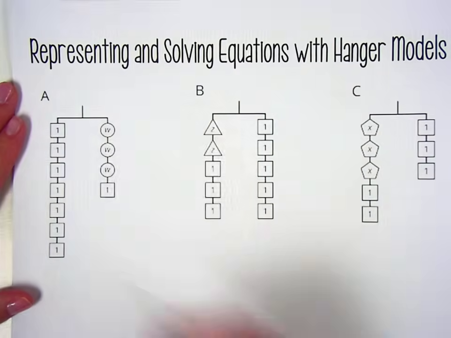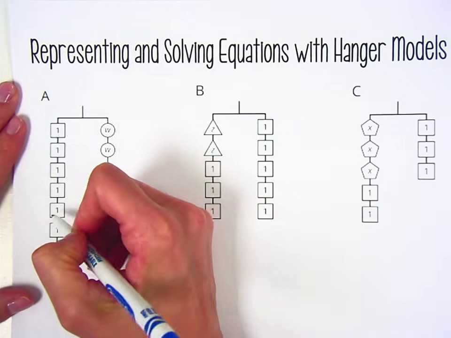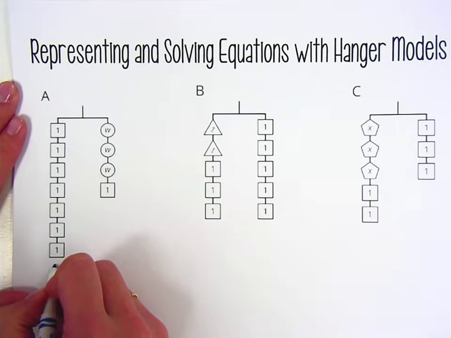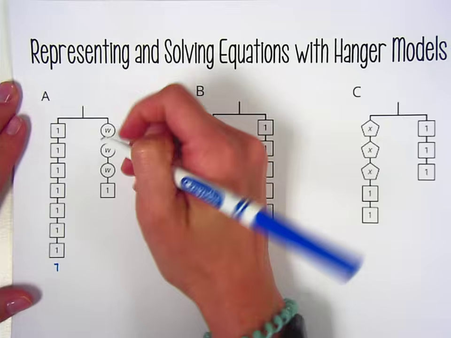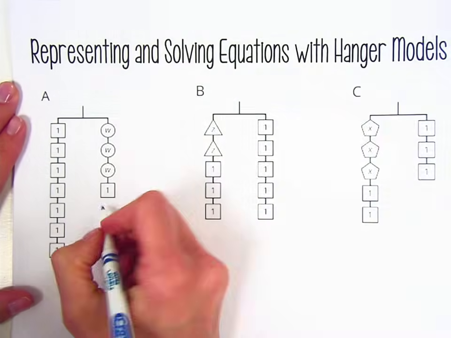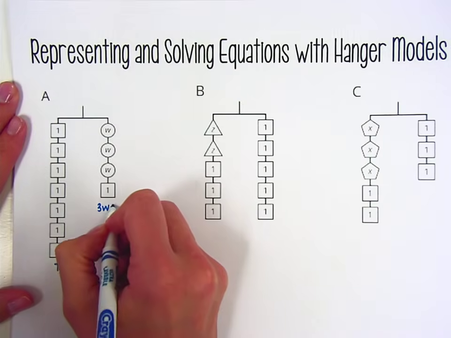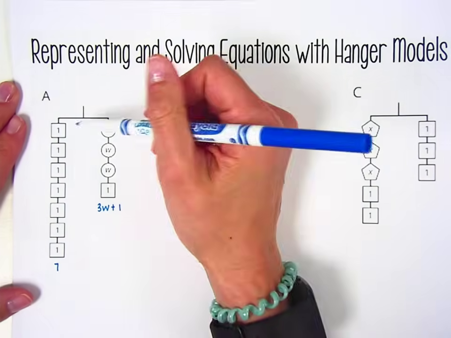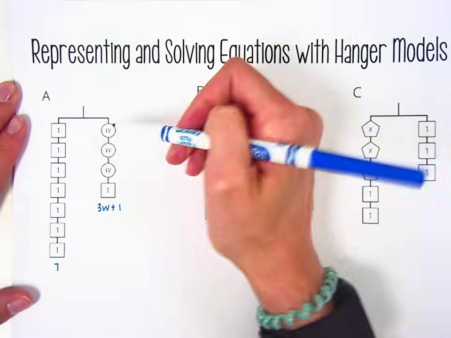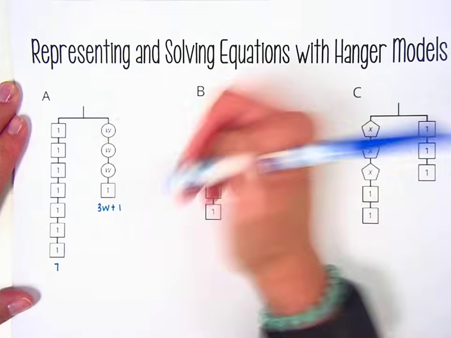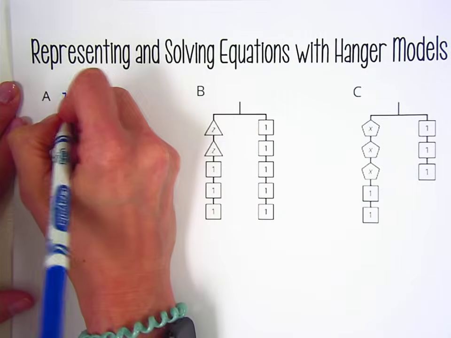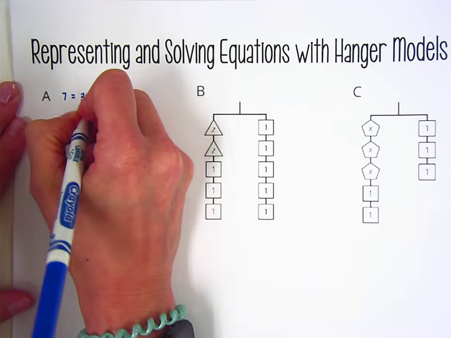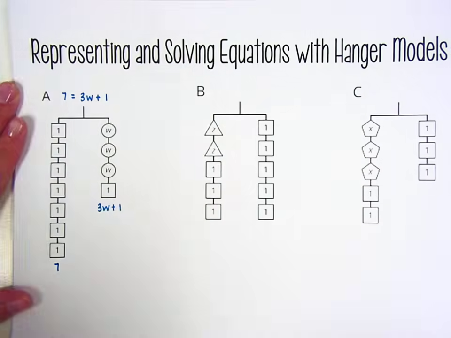So in this case, I have 1, 2, 3, 4, 5, 6, 7 on the left side, and I have 3 W's and 1 on the right side. And again, because this hanger is balanced, I know that 7 has to be the same weight as 3W plus 1, or 7 is equal to 3W plus 1.